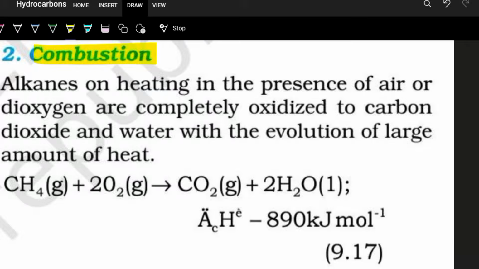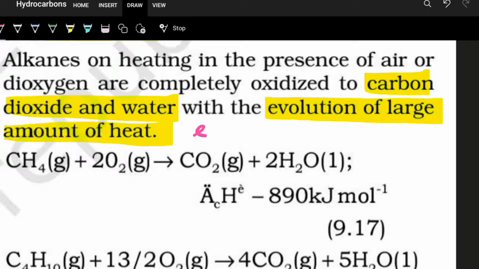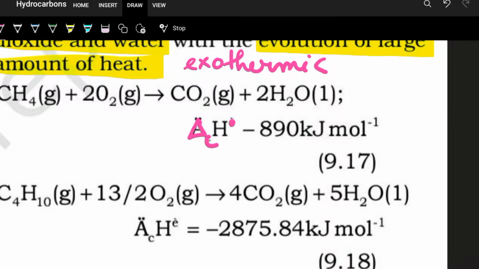Combustion reaction that takes place in alkanes, in any hydrocarbon, the products of combustion are CO2 and water. So carbon dioxide and water, it takes place with evolution of a large amount of heat, as this reaction is exothermic. This is delta Hc, the standard combustion enthalpy. So it produces a huge amount of energy, and the negative sign is there. Exothermic reaction.